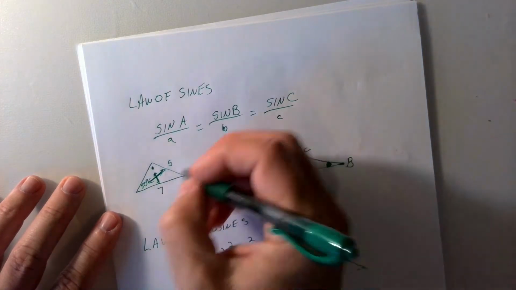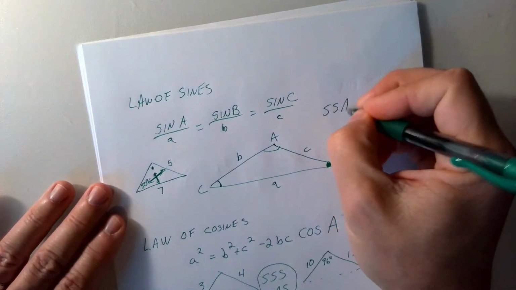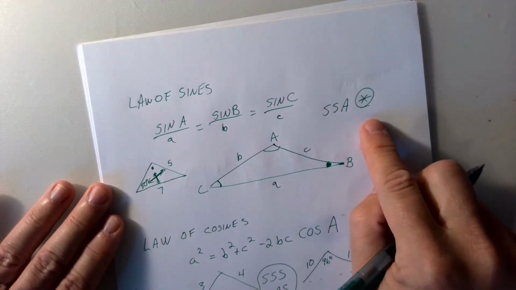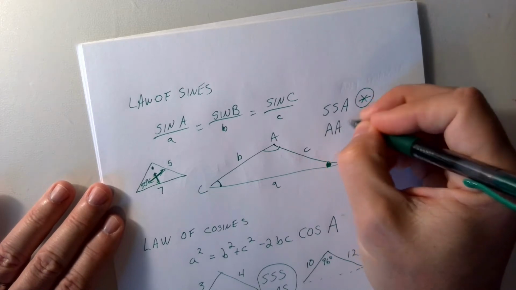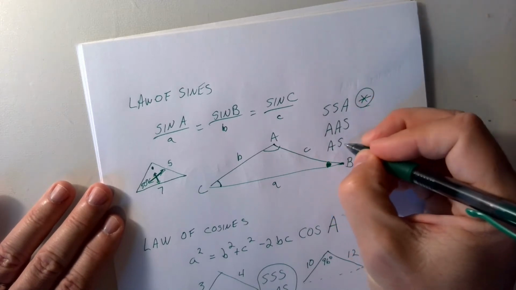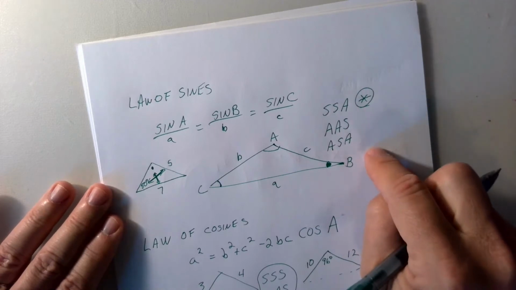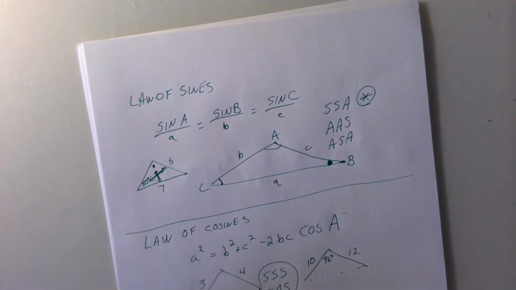Okay, so law of sines works for side-side-angle, and that has a couple special cases, but I don't know if I'm really going to get into that in this class. And it also works for angle-angle-side, and it works for angle-side-angle. So those are the 3 situations that happen for law of sines. Okay, so how do we start actually doing some of this math?